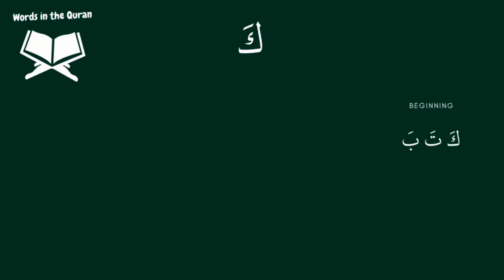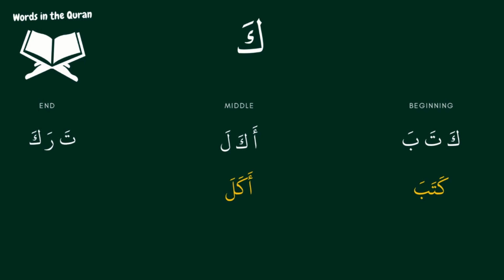Kataba. Look at the letter Kaf and how it changes when it's joined. Akala. Taraka. So for Kaf, when it's joined in the beginning and in the middle, this is how it looks, but in the end, it looks kind of similar. Please take note of that. And if you need to repeat this video, please do go ahead.